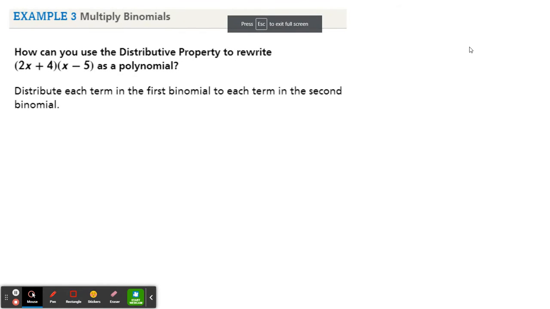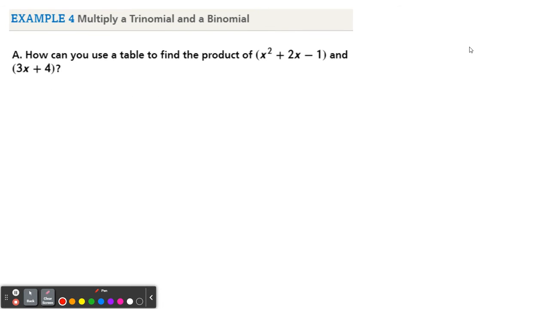All right, lesson 7.2, video 2 coming up here. More problems, more fun. Here we go. How can you use a table to find the product of x squared plus 2x minus 1 and 3x plus 4? Oh my goodness, this is now a trinomial multiplied with a binomial.